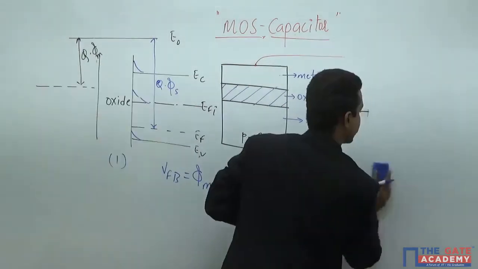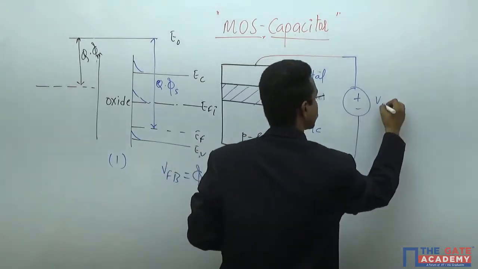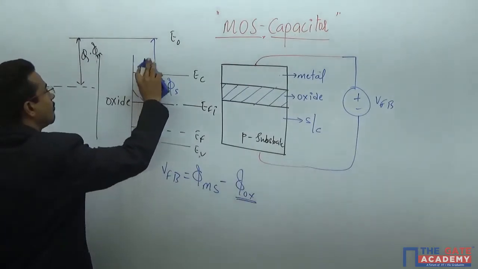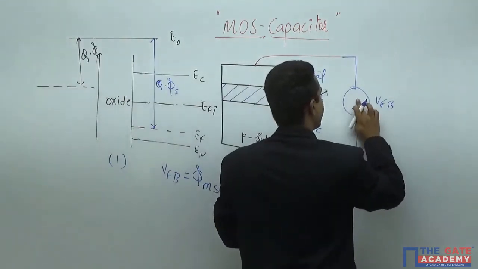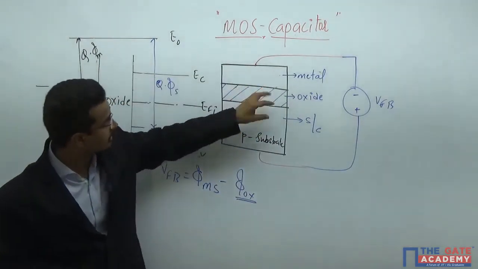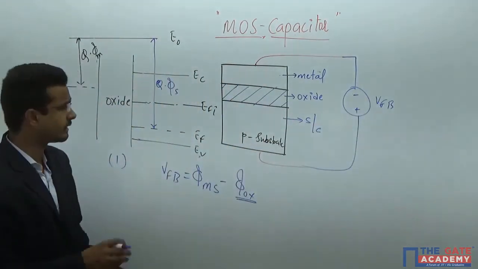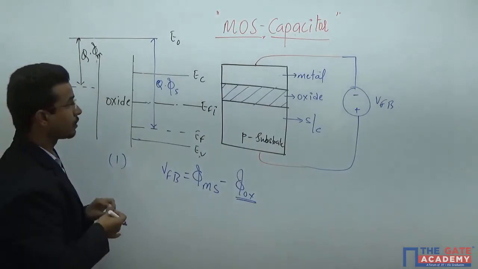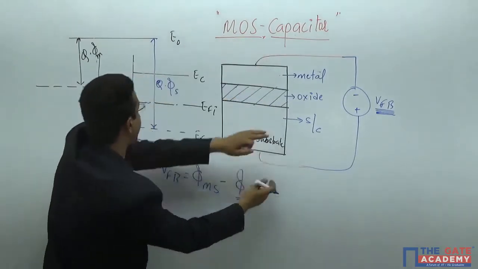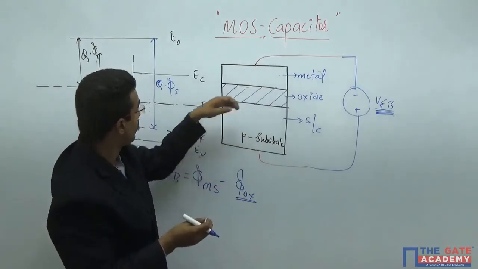So if you apply this, what will happen? This bending will bend out. Basically, this will be opposite in nature, because here the phi ms is positive and this QOX is positive, so the overall number will be negative. So if you apply this particular voltage across this MOS, you will get again your ideal condition. If you neglect those things, you will get this.